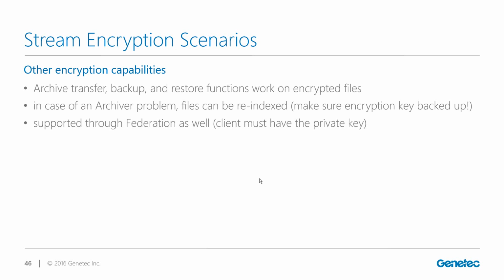So the private key that is on the workstations, make sure that's backed up somewhere and kept very secure, just in case. Especially if you have a single client that's using a particular certificate to access a camera, you need to make sure that they have that somewhere in case that particular workstation goes down. And of course, this is supported through federation as well, and the client on the federated end must have the private key.